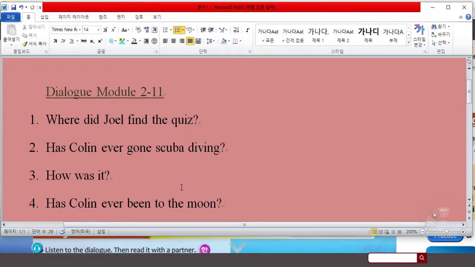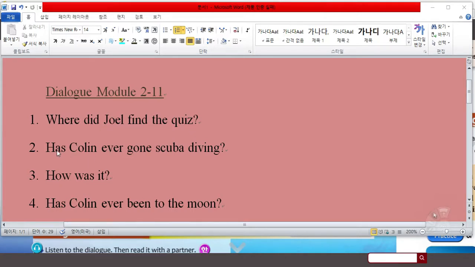Now, four questions. Number 1, where did Joel find the quiz? So they're talking about a quiz. Where did Joel find the quiz? Joel is one of the people in the dialogue, and Colin is the other person. You don't need to distinguish their names so much. Joel is the person who found the quiz, and Colin is the person who answers the questions. So where did Joel find the quiz?